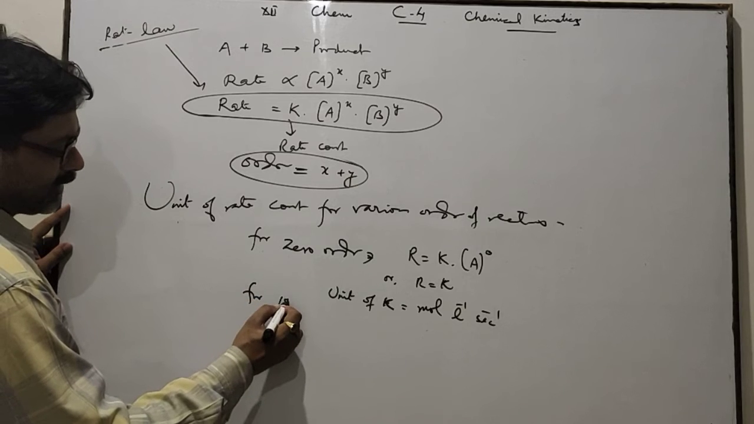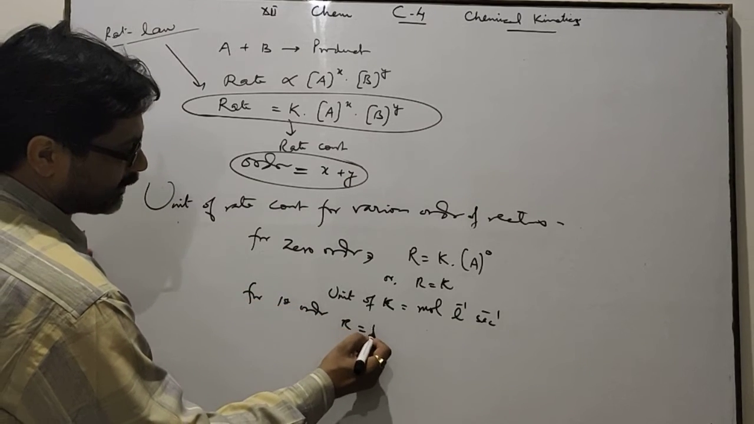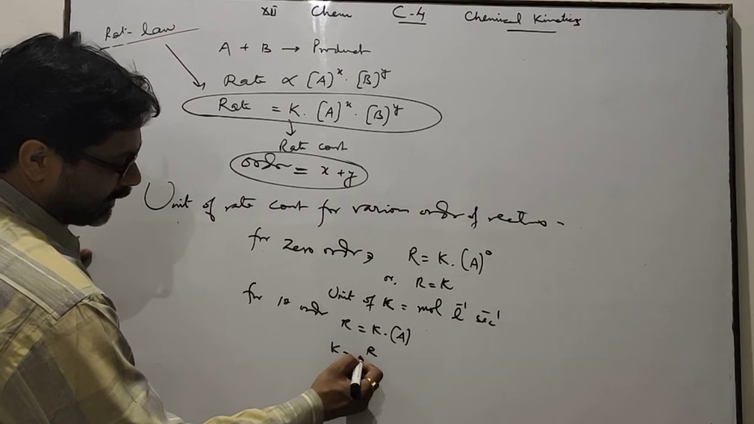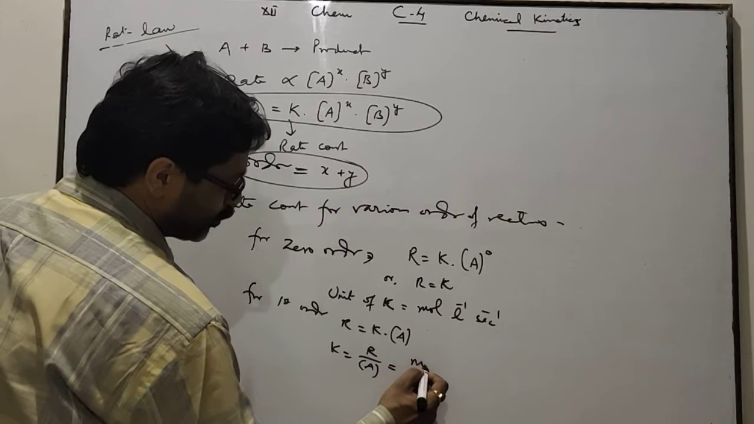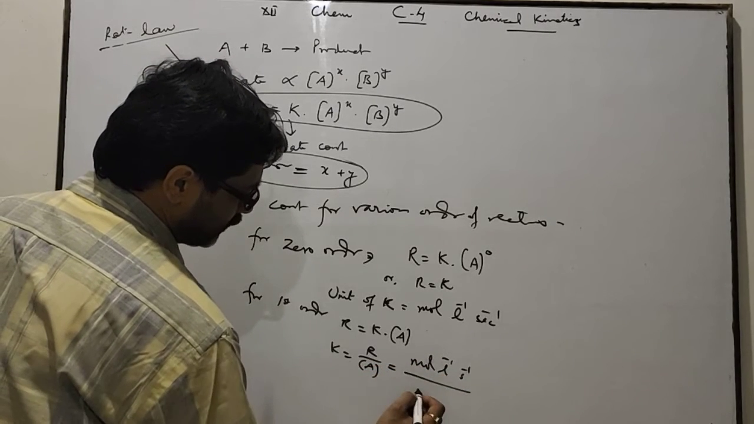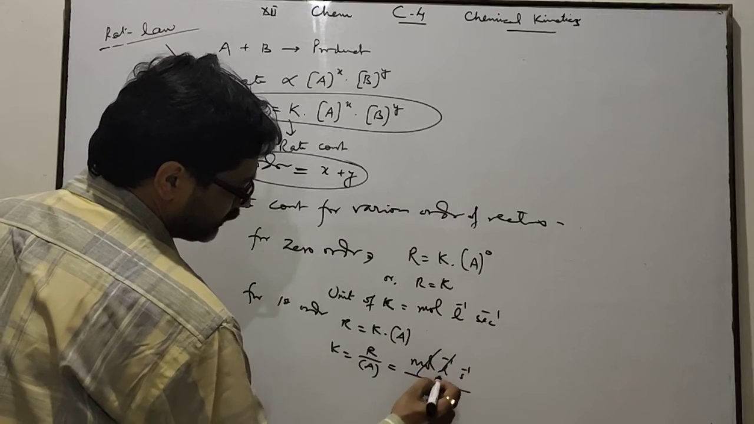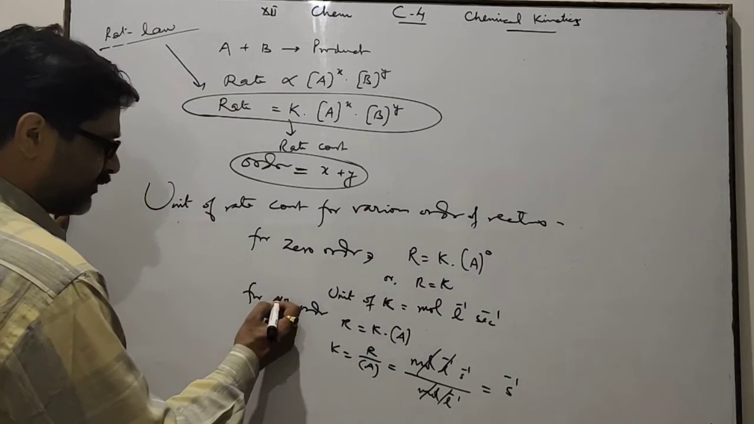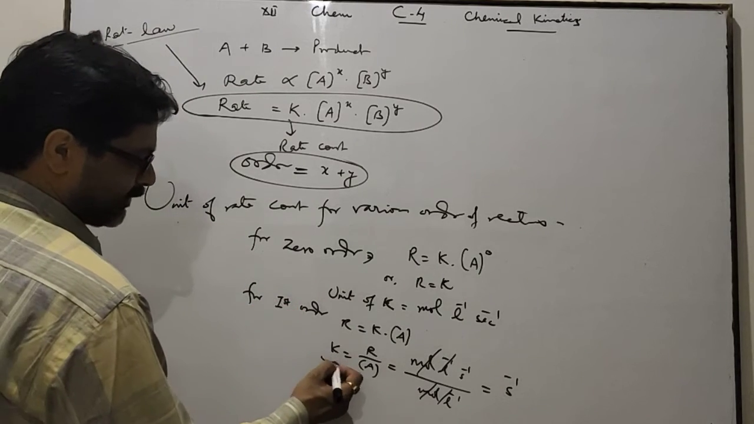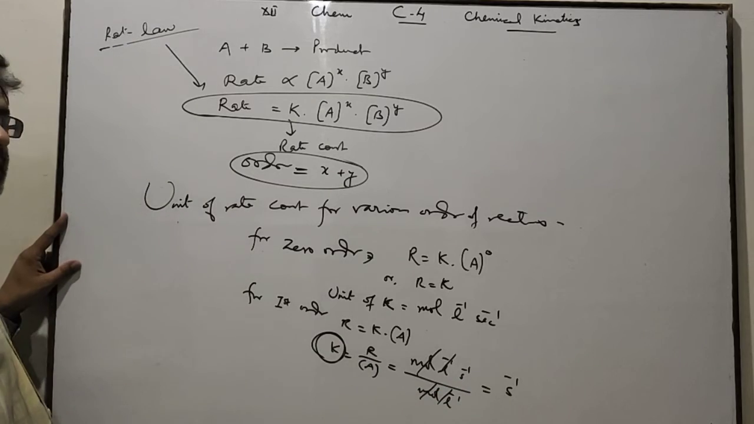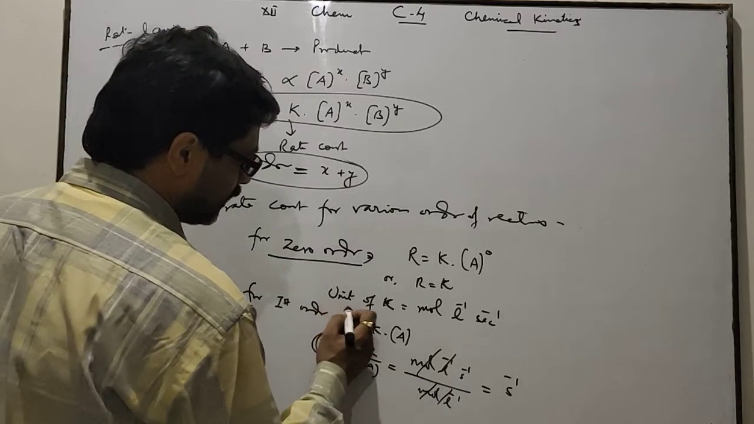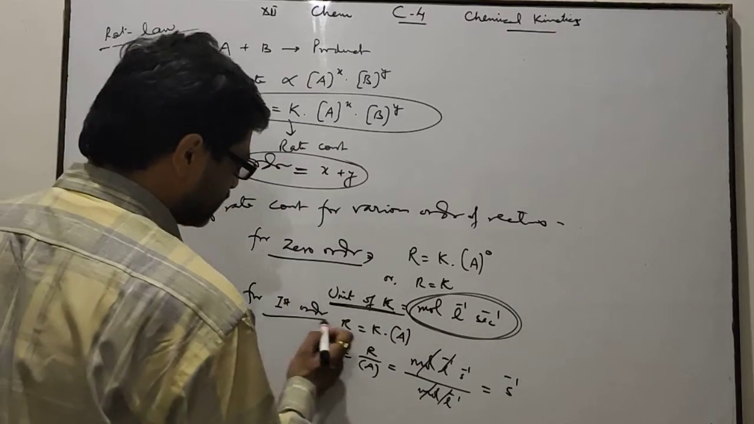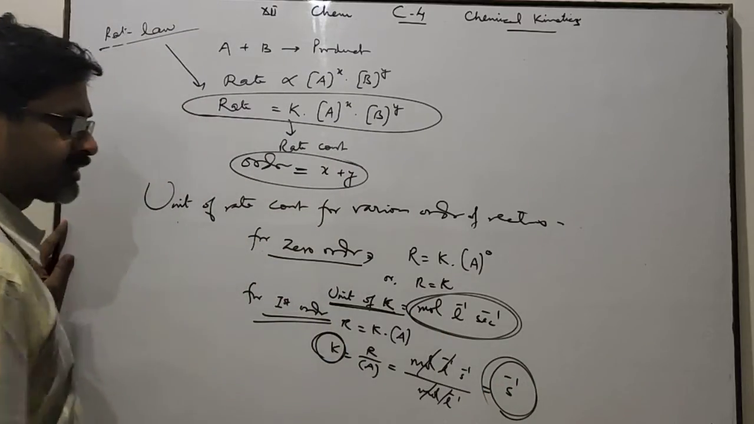For first order, rate equals K, A, so K equals R upon A, mole per liter per second upon mole per liter. It will be cancelled out, meaning per second. For first order reaction, the unit of rate constant will be per second. For zero order reaction, the unit of rate constant will be mole per liter per second. For first order, it will be only per second.